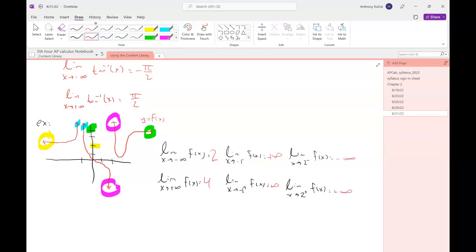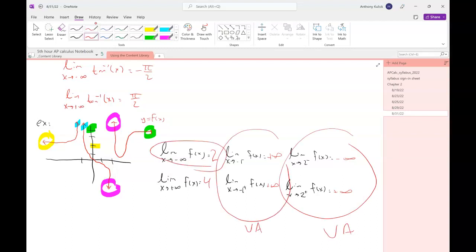Yeah, these are identical. This feels okay? Are we going to need to write out all the limits? Depends on the question, right? So this is a vertical asymptote. This is a vertical asymptote. That's a horizontal asymptote. And that's a horizontal asymptote.